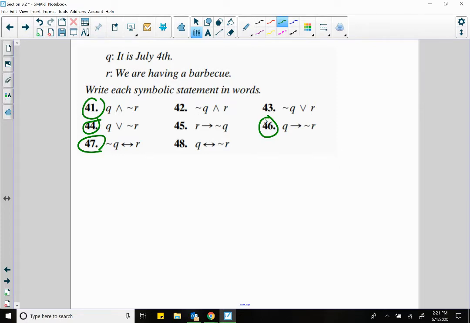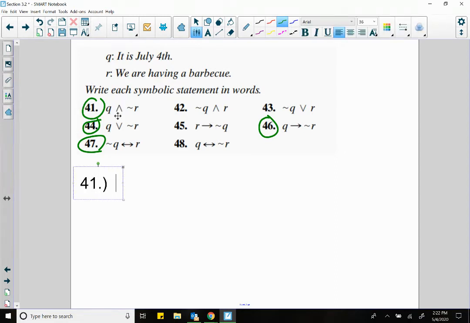So notice they didn't use P and Q in this one, they use Q and R. Okay, there's nothing wrong with that, but generally when we deal with things like this, we do start with P's and Q's. So keep that in mind. Let's see here. Okay, so let's get started writing 41.